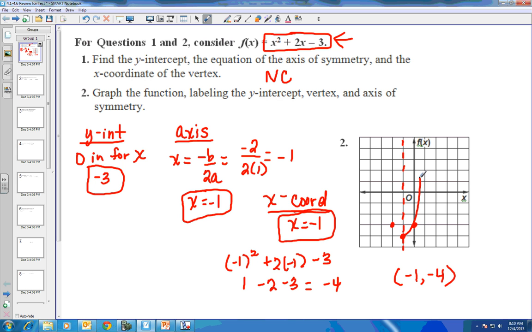So I didn't do enough points to see where it actually crosses the x-axis. We could do a t-chart and find out 2 more points. But since this 1 and 2, they kind of go together, if you use the information you found in number 1 to graph it, then that'll be fine. And that will be a no calculator part. Questions about that one?